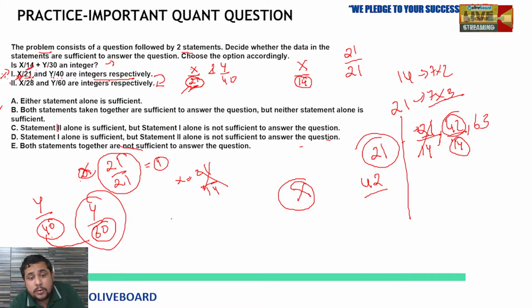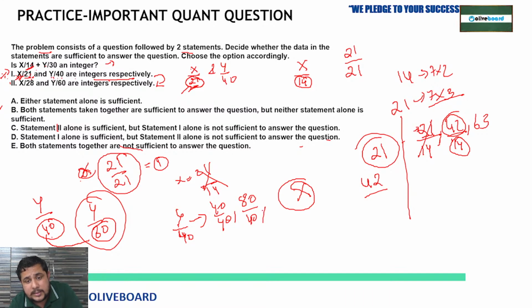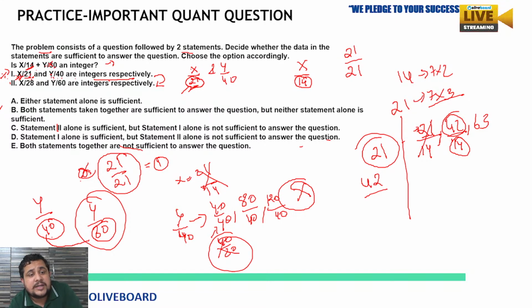Now if y/40 is an integer, what is the minimum possible value of y in this situation? 40, 40/40 is 1. Now the second value, 80/40 is 2, right? Then only we'll get an integer. The third one is 120/40. So here 40/40 is an integer, but 40/30 is not possible, right? I'm just putting, if y is 40, then 40/30 is not an integer, 80/30 is not an integer, but 120/40, yes, it is an integer.